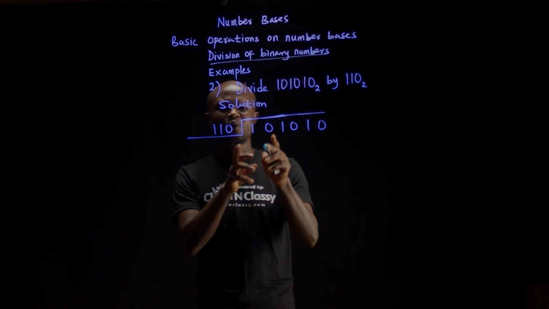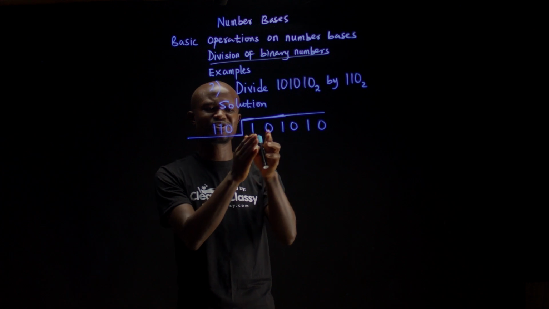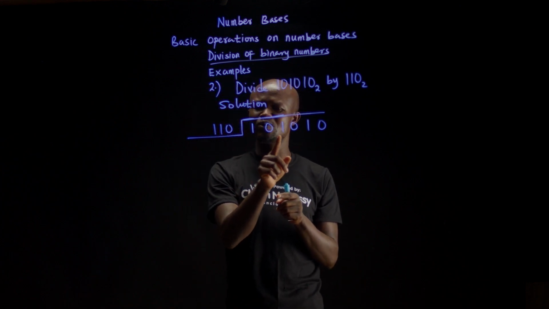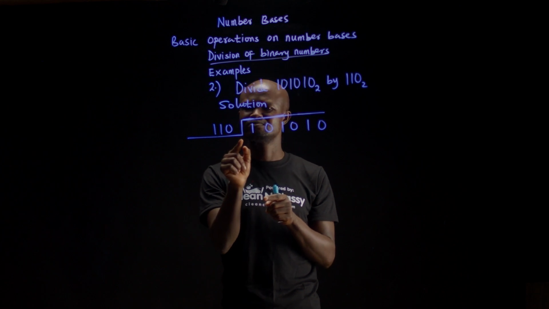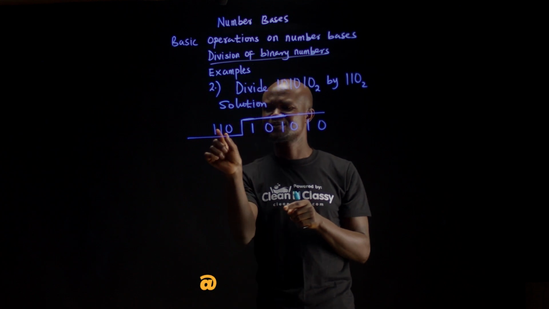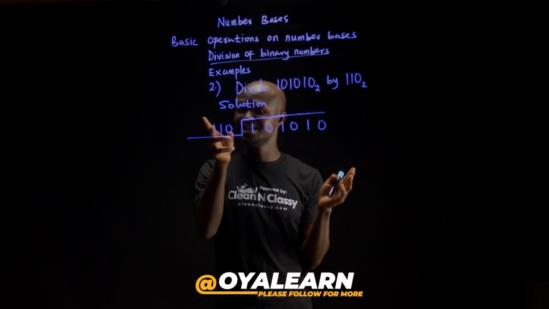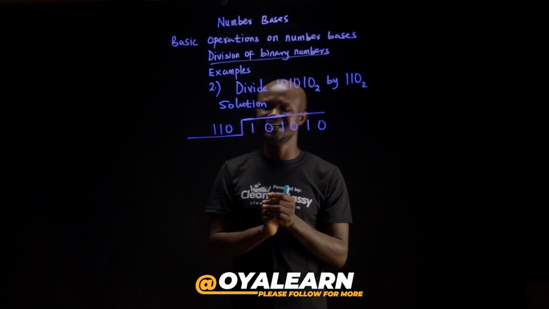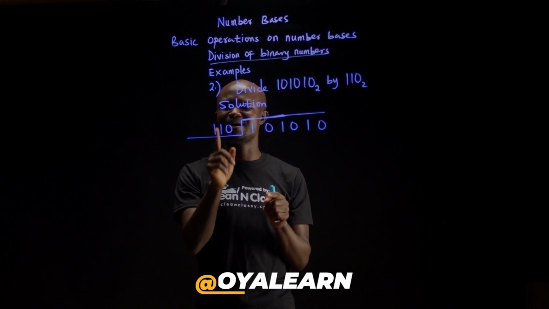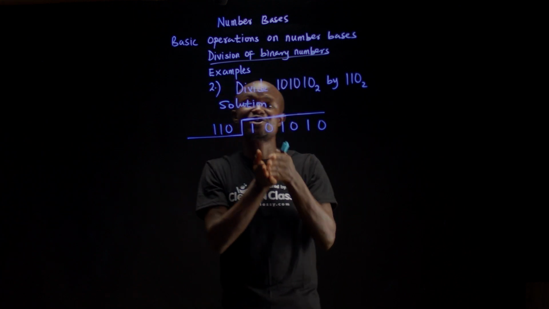Now look at it. 101 and 110, which one is bigger? 110 is bigger than 101. So if I take away 110 from 101, I'm going to have negative. So meaning that this is bigger than this. So in that case, it means that 101 divided by 110 is 0. So we don't need to start our quotient with 0.